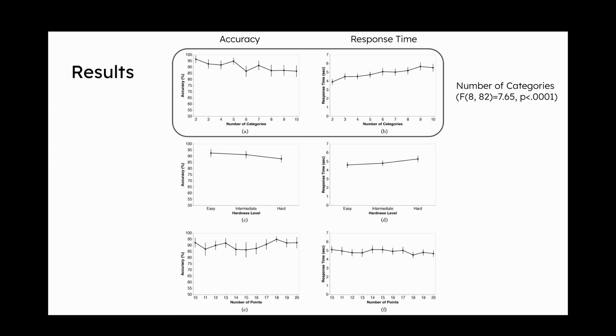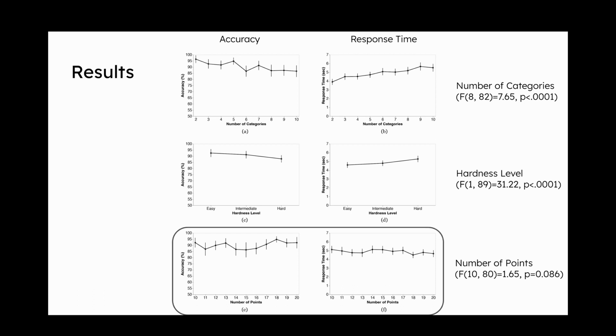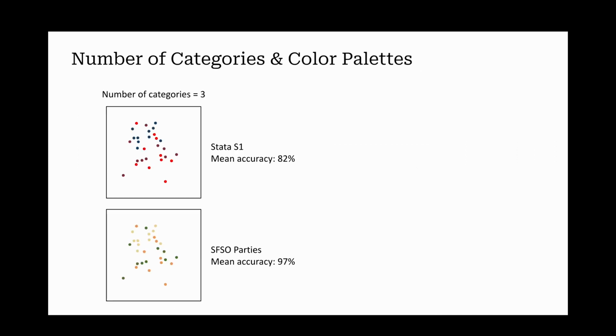The accuracy rate decreases based on the number of categories, from 96.4% to 86.6%, with an overall descending trend as the number of categories increases. Similar to the hardness level, as the test becomes harder, accuracy drops and the response time escalates. However, both accuracy and time do not systematically vary with regard to the number of points.